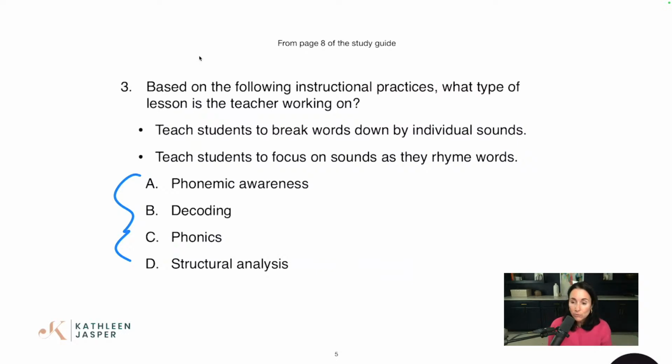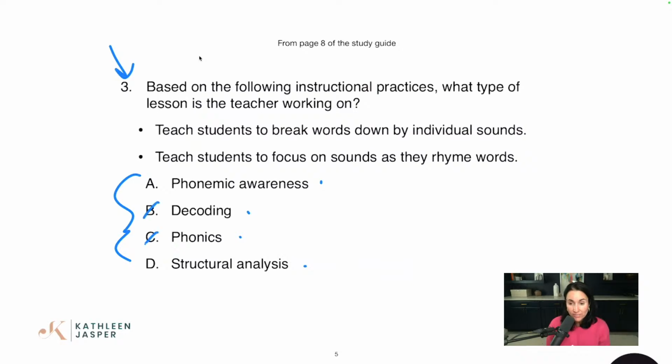All right, so here's what I mean by working backwards. I say start with the answer choices first. A lot of people start here and they read all the way down and it just messes them up. Work backwards, think like a test maker. I can see here I have phonemic awareness, decoding, phonics, structural analysis. Now, if I've read my book and I understand these subjects, I know decoding and phonics are the same thing.